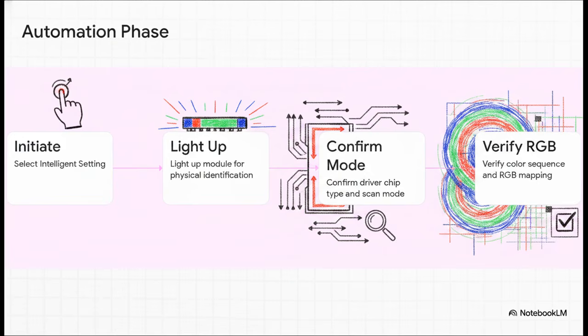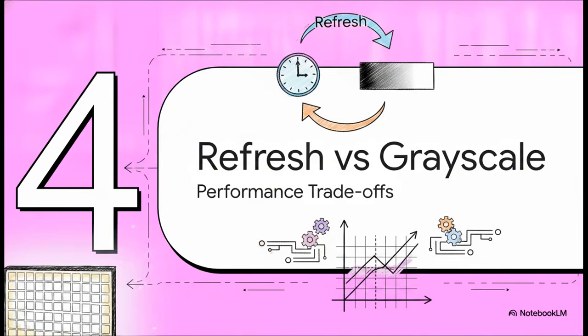As the module flashes red, green, and blue in sequence, or displays specific lines, you, as the technician, watch the physical board and click to confirm what you're seeing in the software. By verifying the color sequence and the number of flashing rows, you're manually confirming the software's RGB mapping and its scan mode deductions.